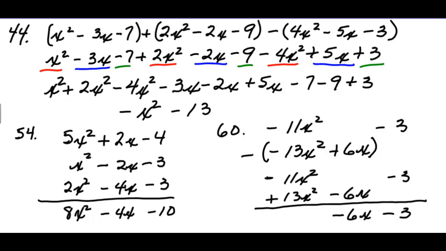And vertically, I have negative 11x squared, so I have 11 negatives, but I have 13 positives. Therefore, when I combine those two, I get 2x squared. I don't really recommend that as an approach. I think it's too confusing. I think if you do it horizontally, you'll be a lot better off.